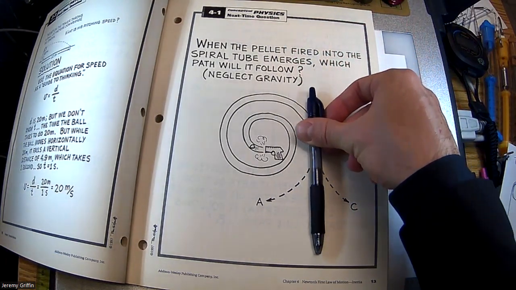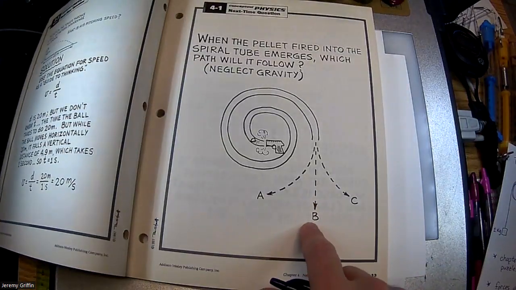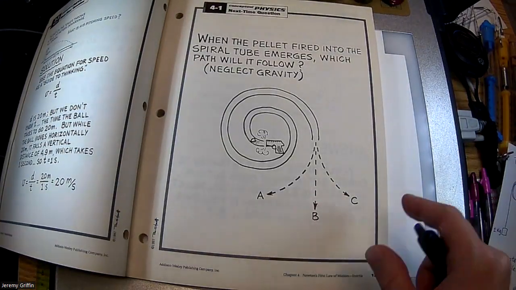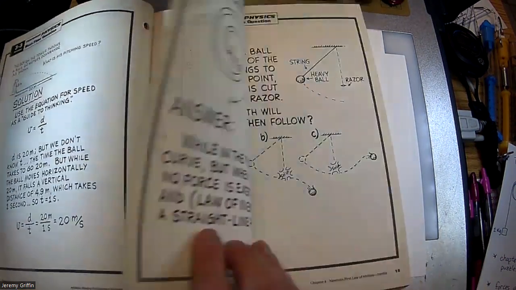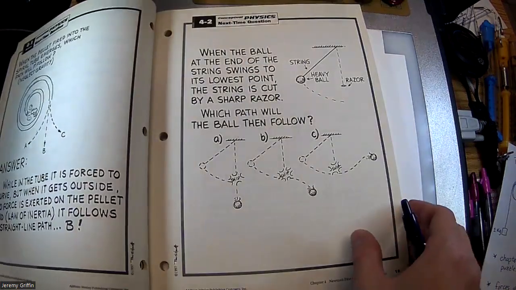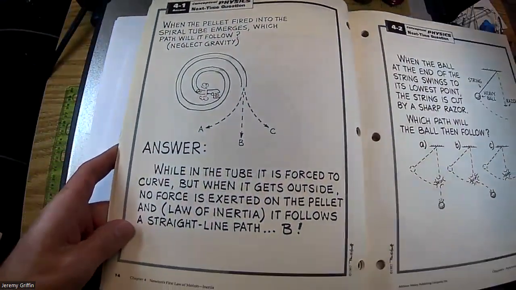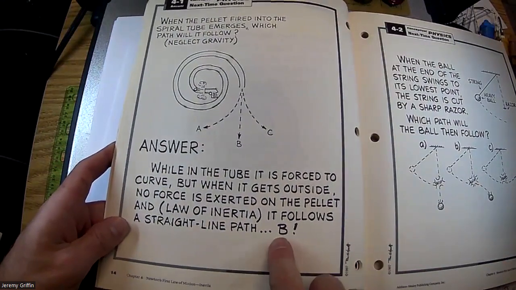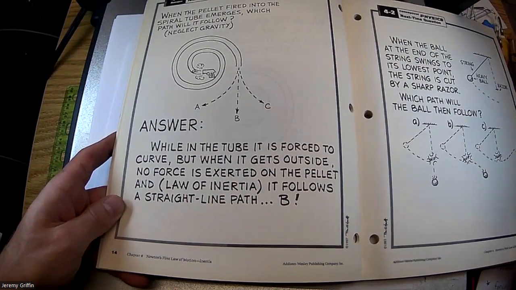So the answer would be path B. Path B is the correct answer. It just wants to go in a straight line because the normal force from the wall is no longer there. Newton's first law of motion: everything in motion just wants to travel in a straight line if it can. And if it's traveling along a curved path, that's because there's some kind of external force on it. There you go, path B. Law of inertia.